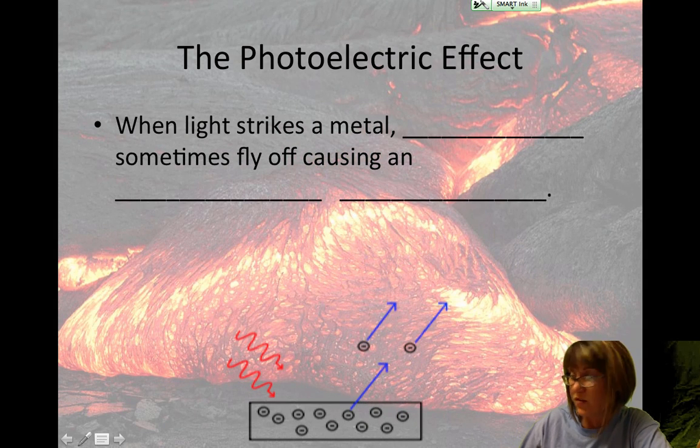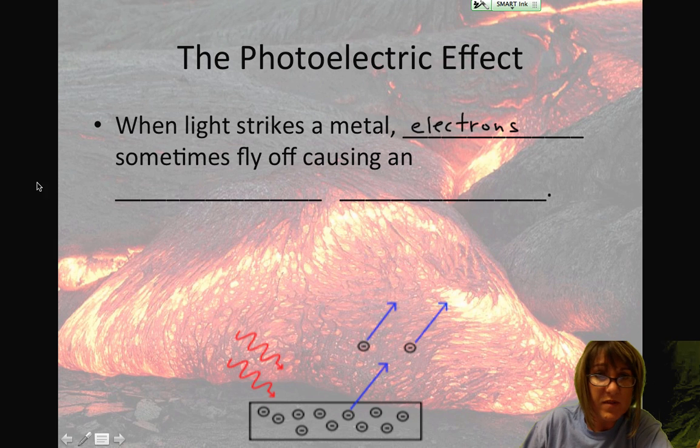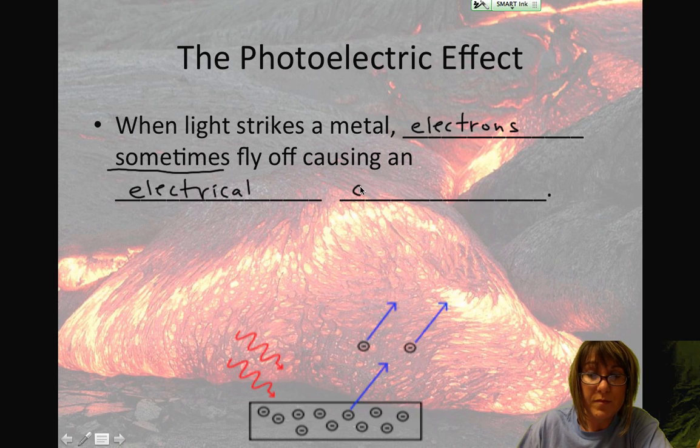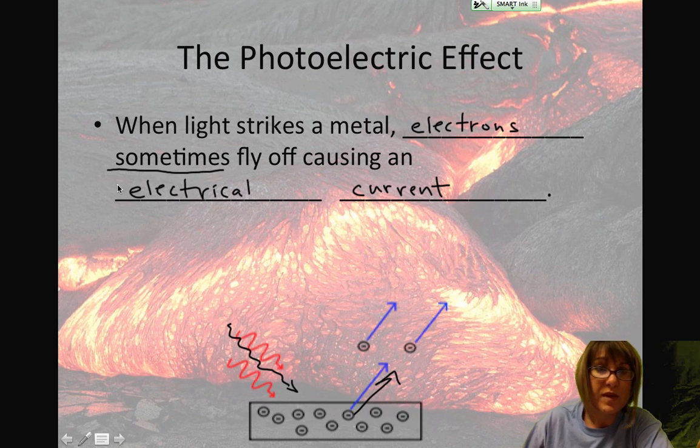You see, when light strikes a metal, then the electrons sometimes fly off. This word sometimes is really important. And when they fly off, we get electrons to move, which means we have an electrical current. We can measure that electrical current. So I've got a picture down here. Here's my light shining onto my metal, and here are the electrons flying away. But it only happened sometimes.